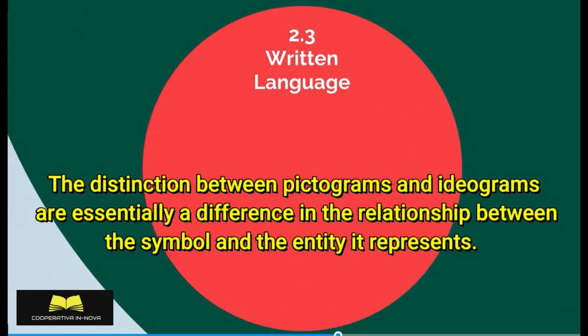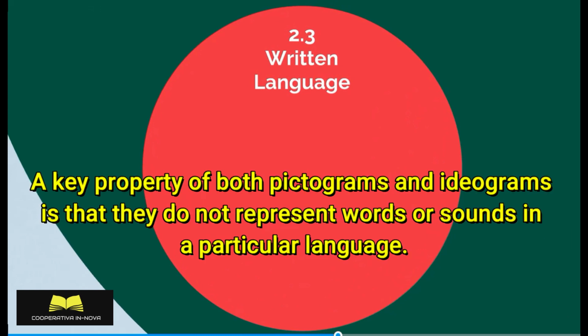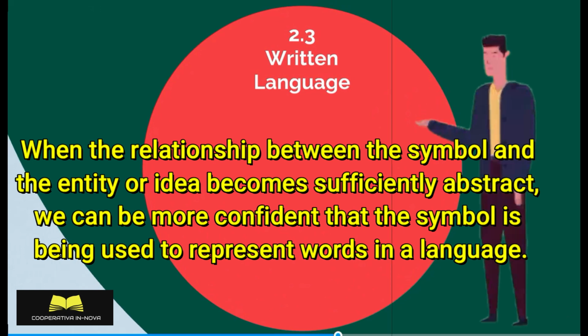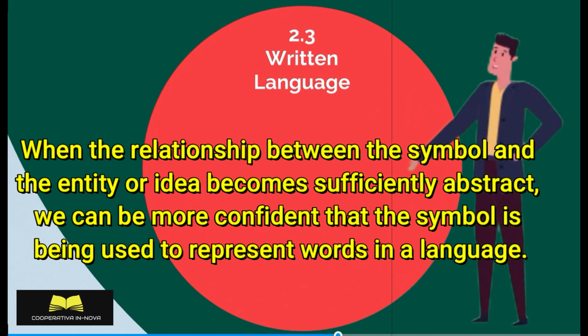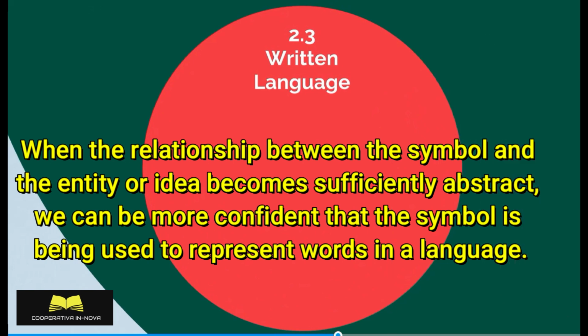The distinction between pictograms and ideograms is essentially a difference in the relationship between the symbol and the entity it represents. The more picture-like forms are pictograms, the more abstract, derived forms are ideograms. A key property of both pictograms and ideograms is that they do not represent words or sounds in a particular language. B. Logograms. When the relationship between the symbol and the entity or idea becomes sufficiently abstract, we can be more confident that the symbol is being used to represent words in a language.